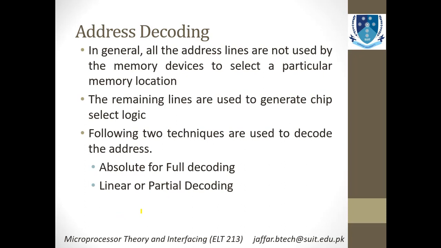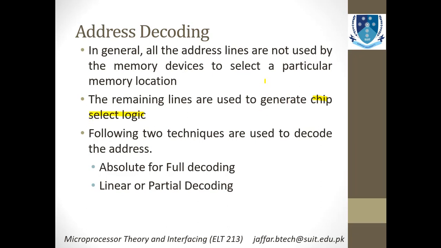So let's talk about something known as address decoding. In general, all the address lines that are not used by the memory devices to select a particular memory location, the remaining lines, are used to generate the chip select, or the CS. I've already told you about the CS.